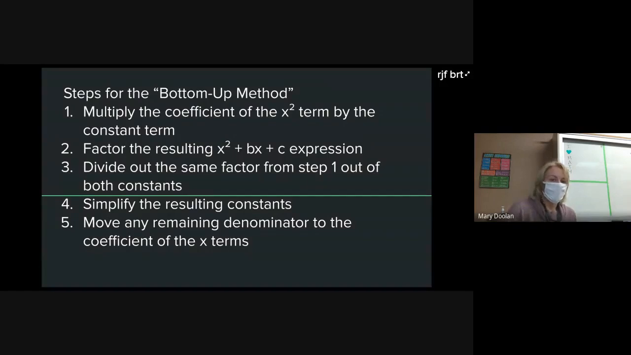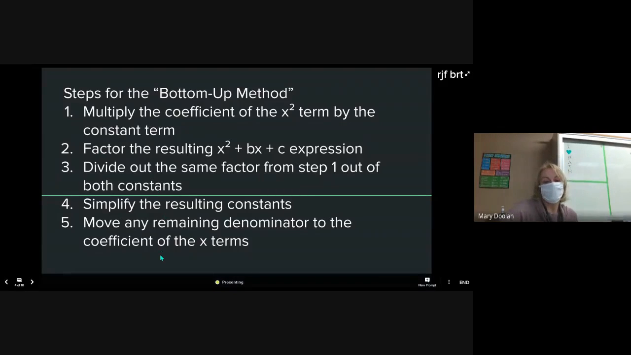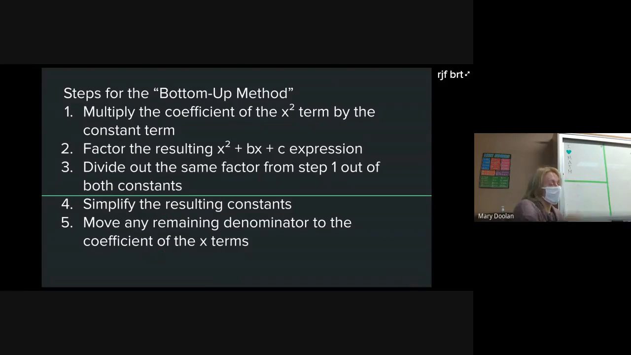So these are the steps for this method. It's the bottom up method. And so the first step is to multiply the coefficient of the x squared term by the constant term. And that's what you saw in that example. She circled what was in front of the first term in that polynomial, and then she multiplied it with the last term. The next step then is to factor that resulting x squared plus bx plus c expression. That's what we were practicing Monday and Tuesday. Okay, and we just did it in our warm-up as well. So that's like what you've already learned how to do is step 2.